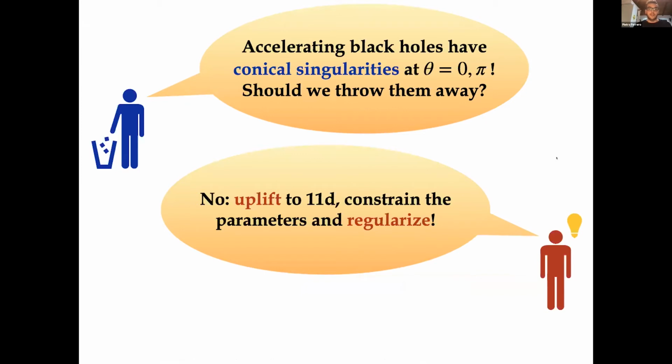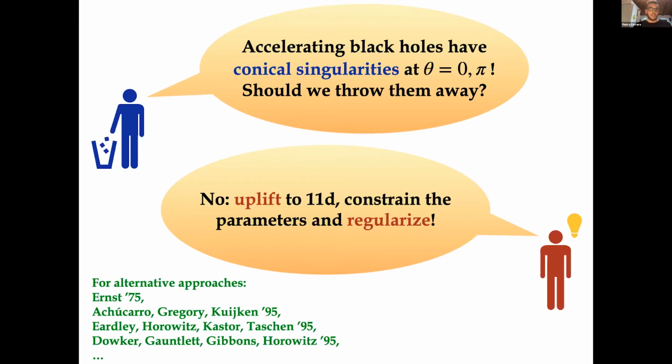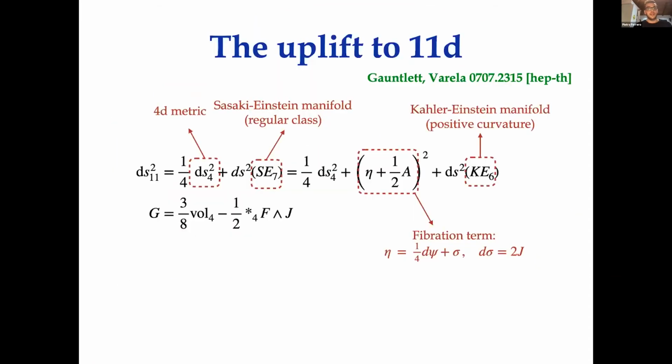We can rather uplift these solutions to 11 dimensions, suitably constrain the parameters of the black hole, and regularize the solution in 11 dimensions. Let me mention that this is just one possible option, but many others have been considered in the past.